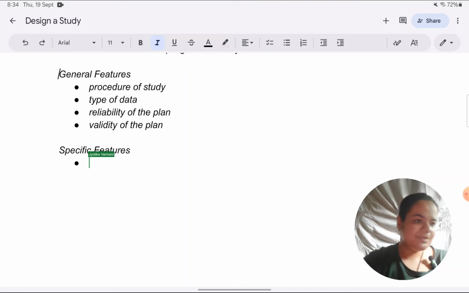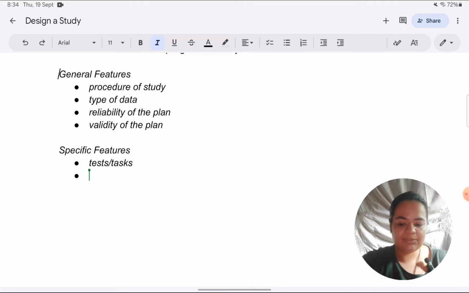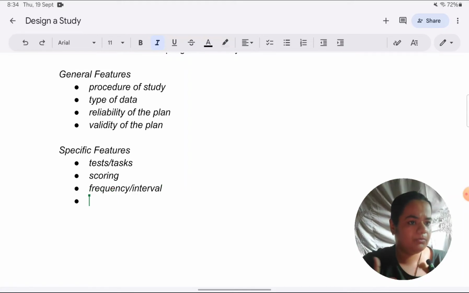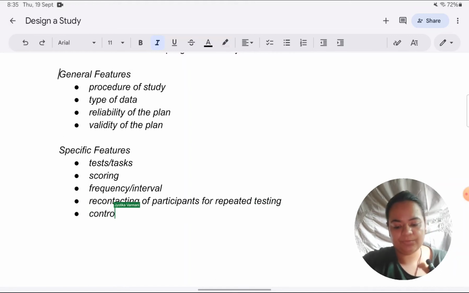So when it comes to the specific features of longitudinal study, you must describe what tests or tasks participants are required to do in the study. You must also cover how they will be scored. You must cover frequency or interval of how often or how frequently literally they will be assessed. You must cover recontacting of participants for repeated testing. And you must cover controls or standardization or both.